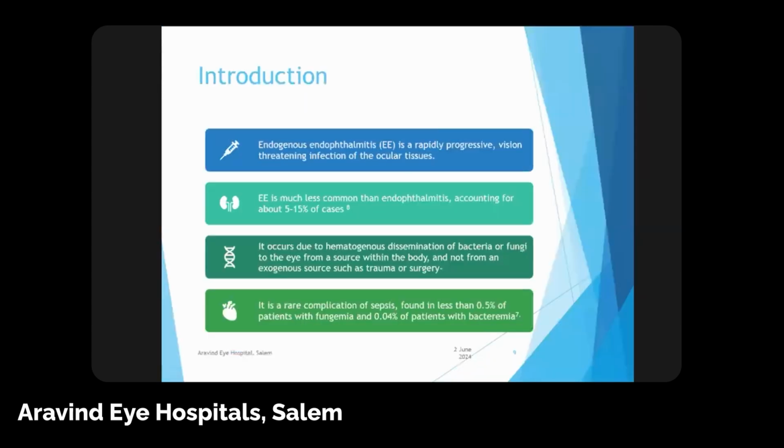So my talk is on endogenous endophthalmitis. It is a rapidly progressive vision-threatening infection of the ocular tissues, much less common than exogenous endophthalmitis. It accounts for about 15% of all endophthalmitis. It occurs due to hematogenous spread from some focus in the body and not from an outside source like surgery or trauma. It is a rare complication of sepsis. People with either a bacteremia or a fungemia can have endogenous endophthalmitis, but it is rare.